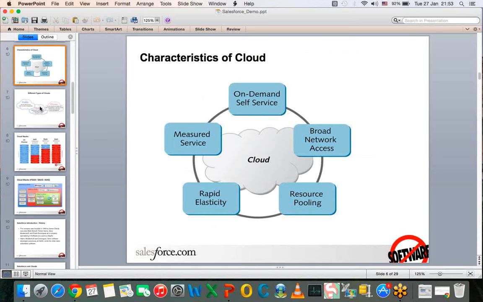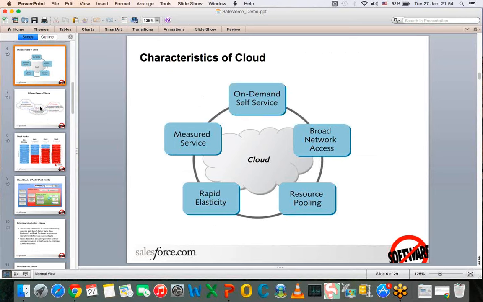When it comes to on-demand service, the name itself says you need it anywhere and anytime, 365 days, so it is available. Just through your browser, with your username and password, you will be able to log into your cloud. The only disadvantage is you need an internet connection; without internet it's not possible to log into your cloud. So that is on-demand service.